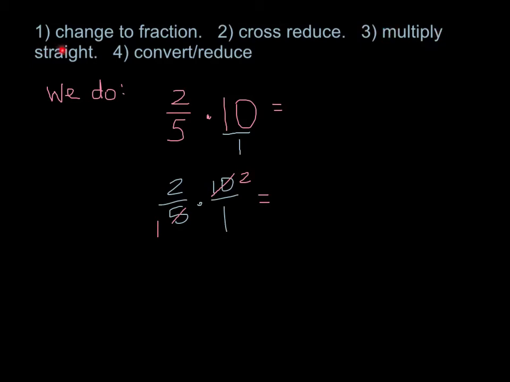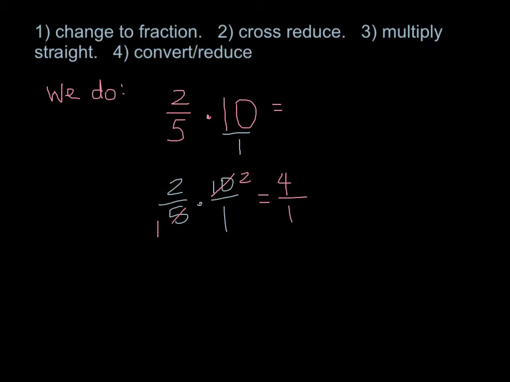Next step, multiply straight across, just like we showed in the example before, in the slide before, that they just multiplied across. So we multiply straight across. 2 times 2 is 4. And 1 times 1 is 1. And the last step is to convert if necessary. If it's improper, make improper, and reduce if you can.